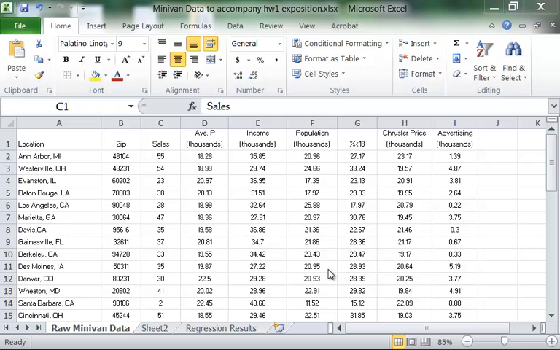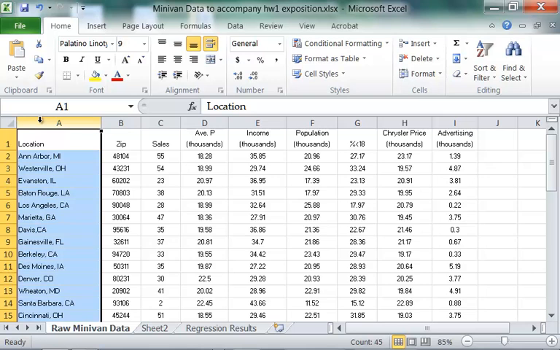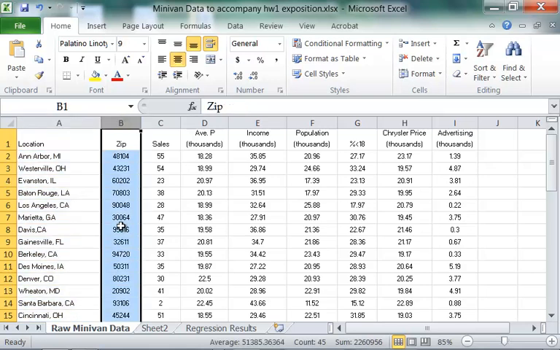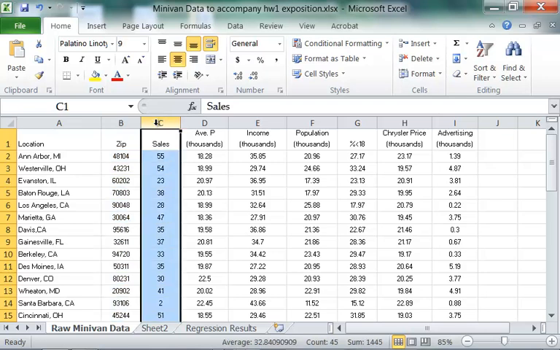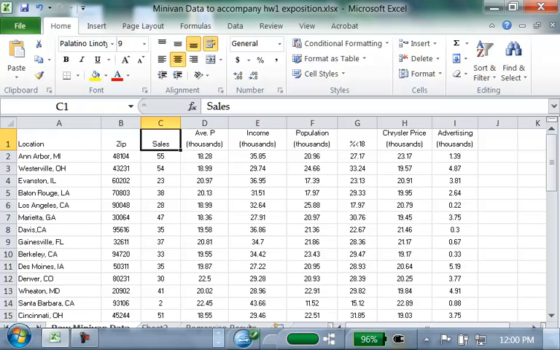So what you see on the screen is the data that was available off the website for the minivan data, right? So we've got basically a rectangle of data. In the first column, you have the locations. Second column is the zip code that accompanies that location. Next column is sales. And to make things clear, I'm going to change the name of this to units sold. The next column is average price.